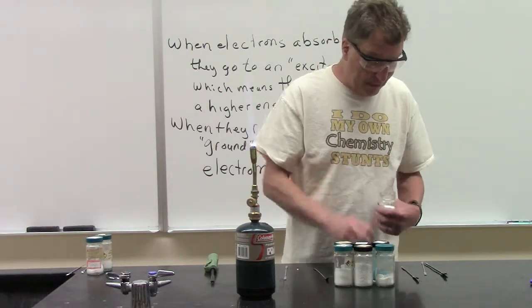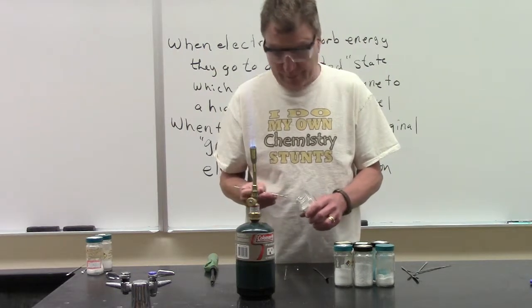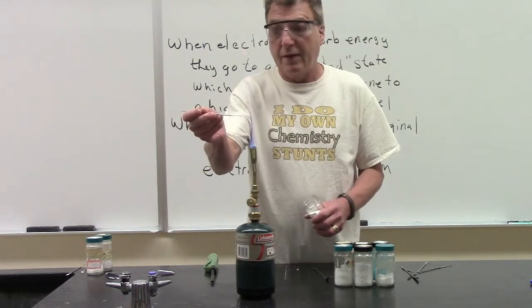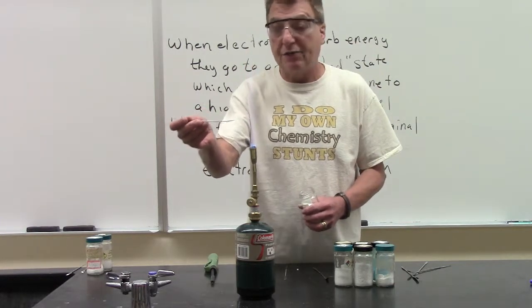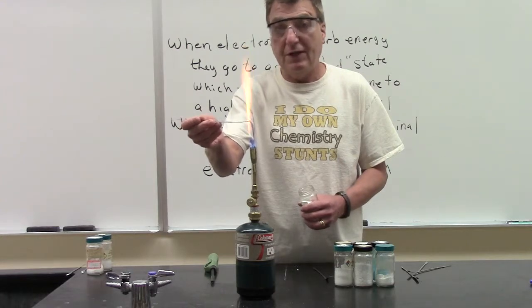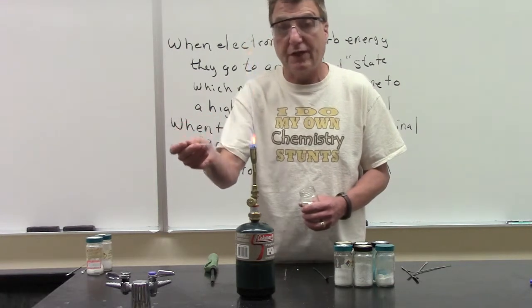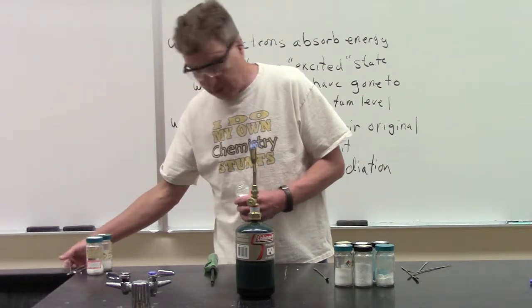We're going to do just simple table salt, sodium chloride. And you see the sparkles of yellow. If you've ever seen those street lamps that are bright yellow, they're sodium vapor lamps. They're doing the same thing, they're using electricity to excite the sodium ion. And sodium ion emits that yellow color.